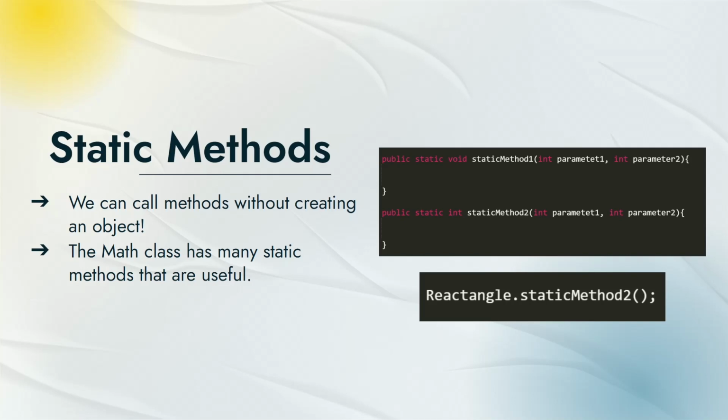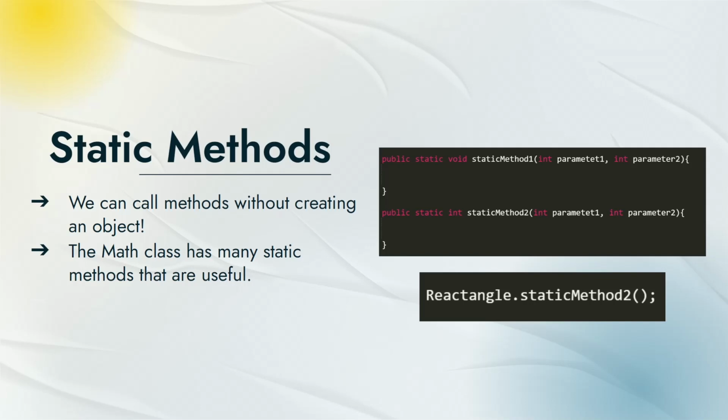So on the right, I have two static methods: public static void static method 1, public static int static method 2. Static methods can be void, or they can have a return type, it really doesn't matter. And it can have anything, it's just like a regular method. However, going back to the rectangle example, you can just say rectangle dot static method 2.